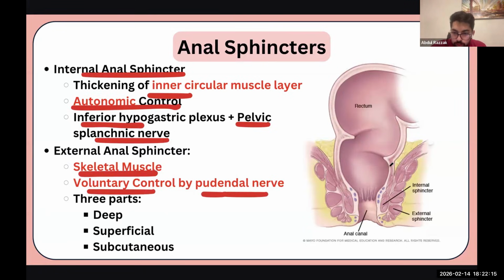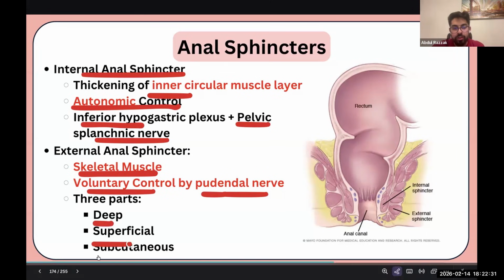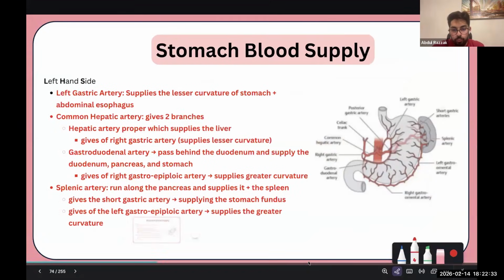You can see that the internal anal sphincter is formed by the continuation of the muscles of the rectum, while the external anal sphincter has muscles coming from outside of the GI tract. That's why it's external. And it has three parts: deep, superficial, subcutaneous. Only know that, okay?